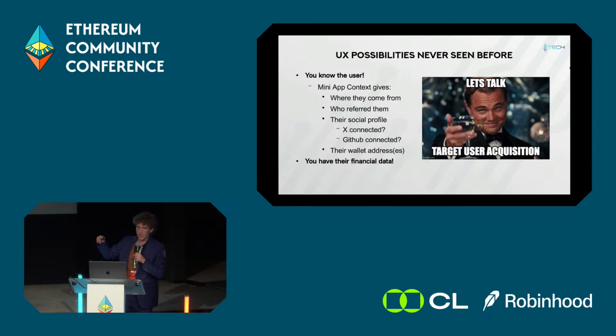But the mini app context, right? So when I open a mini app, and we just opened the little one that gave me gifts, they see which client I'm using. So they know that I came from the Farcaster client. They know if I came from a cast, from a notification. In this case, they know I came from the notification. So you can still track the success rate of your notifications. They know, do I have an X account or a GitHub connected?